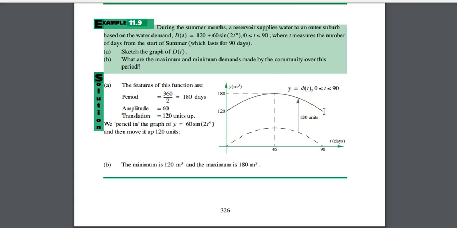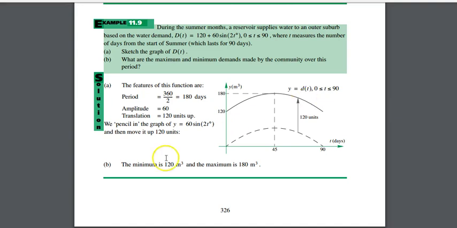So this graph would continue on, right? From here, the next one, we would go down 60 to right here, so we'd be at 60 for the next 45 degrees, and then we would go back to the midline. But that would be more than what's in this given domain. So we have to limit it to what we see right here.